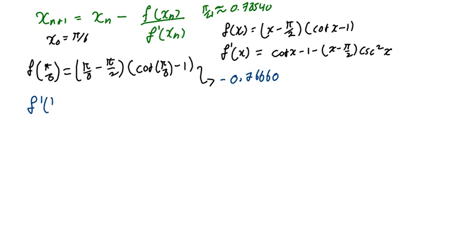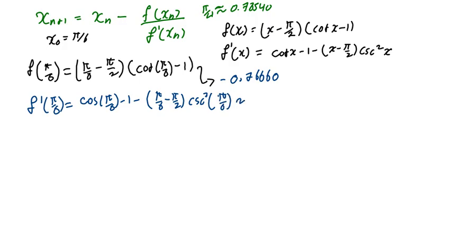Then let's compute the derivative. F prime of pi over 6 equals cotangent pi over 6 minus 1 minus (pi over 6 minus pi over 2) times cosecant squared. Once again, you can write this in terms of sine, like 1 over sine, and you put pi over 6 here. This is approximately equal to, again using 5 decimal places, 4.92084.